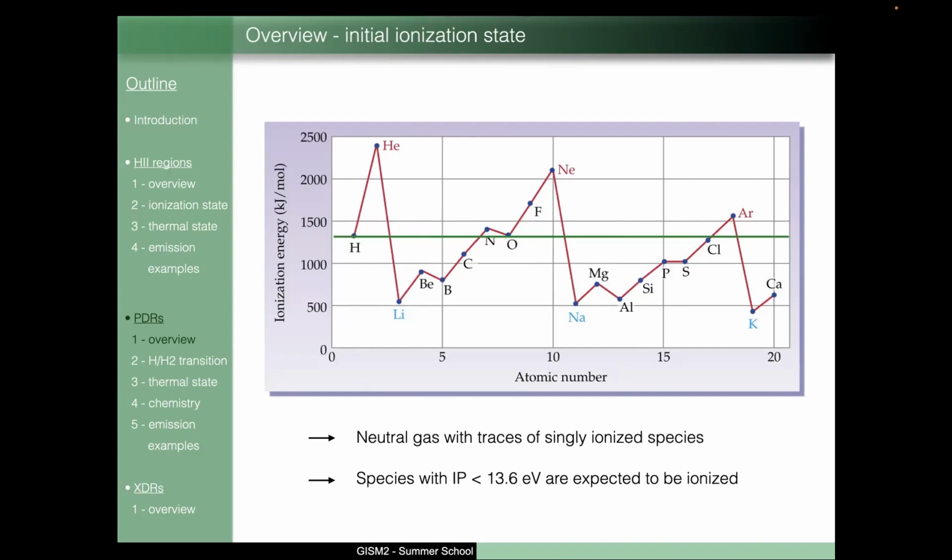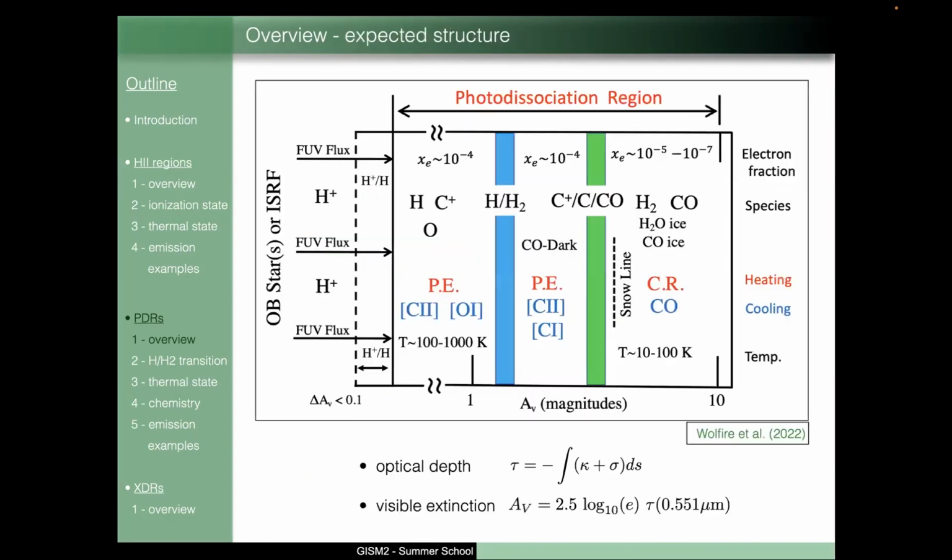So now, starting from this point, here is the typical thermochemical structure that you would expect to have in a photodissociation region. This is a complicated figure, so I'm not going to describe everything, but basically it gives you the thermal evolution and the chemical evolution of the gas as a function of this variable, which is the visual extinction.